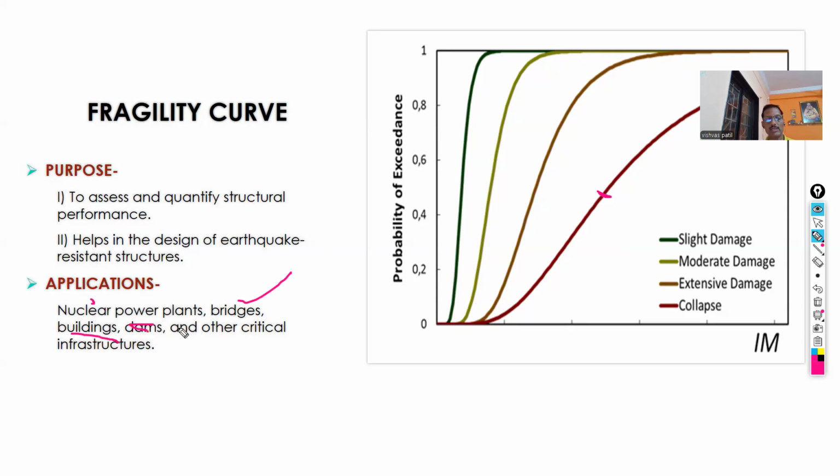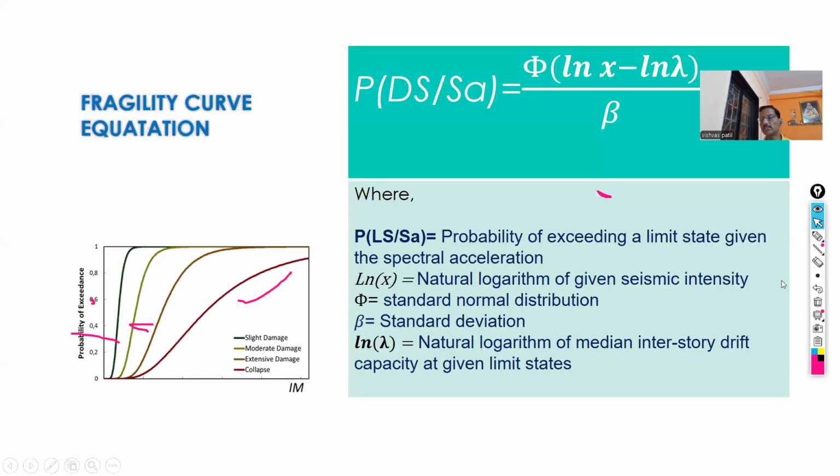Then dams are also there, and other critical structures. So it is possible for all types of civil engineering structures, for a new structure or an old structure. Now this is the equation to develop the fragility curve.